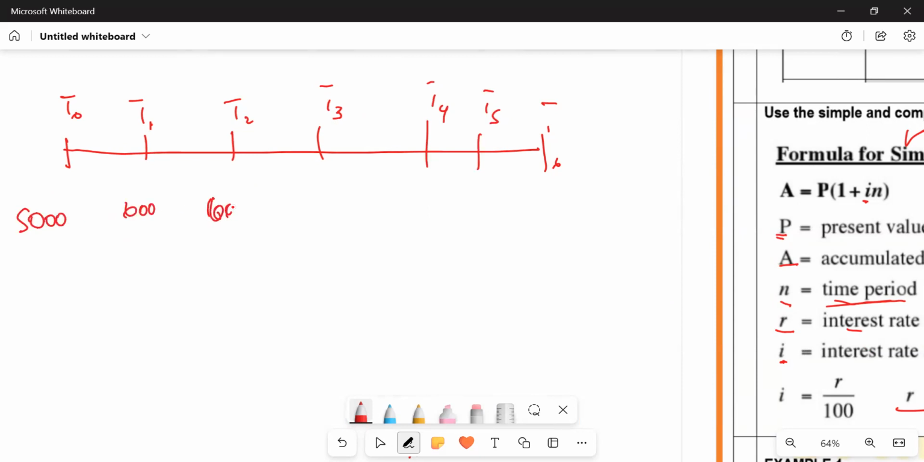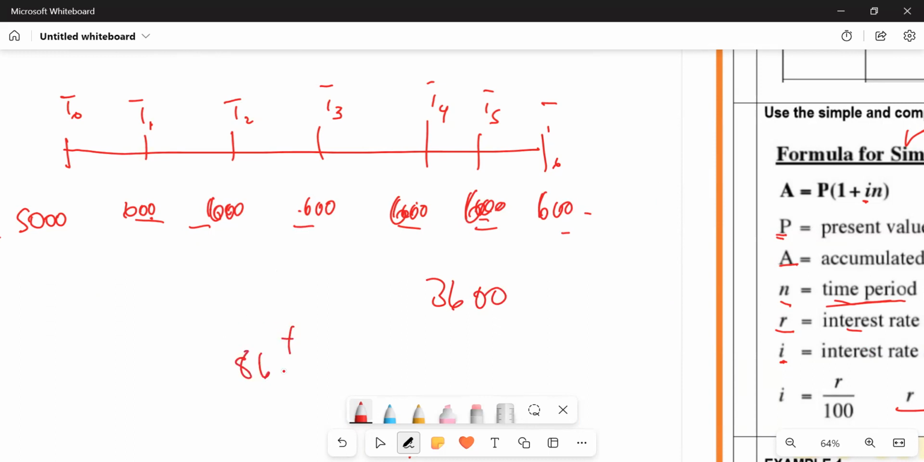Now, since we're investing 5,000, we're going to get 600, 600, 600, 600, and then 600, and then we're also going to get 600. Now, if you take this one plus this one plus this one plus this one plus this one plus this one, what do you get? 1, 2, 3, 4, 5, 6. You get 3,600. What is 3,600 plus 5,000? 8,600.